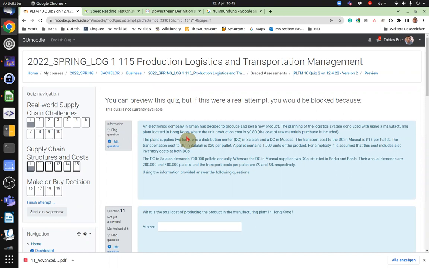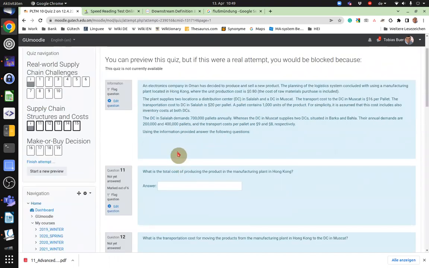So if you join the tutorial and train the material of the tutorials, you will always have a good chance that related questions, related ideas will be part of a quiz. Finally, we had the make or buy decision.